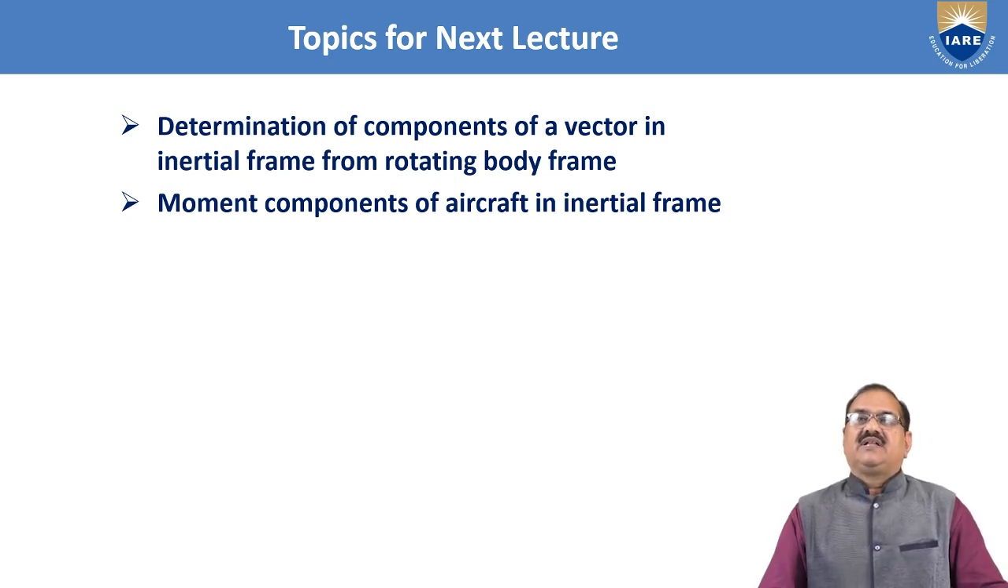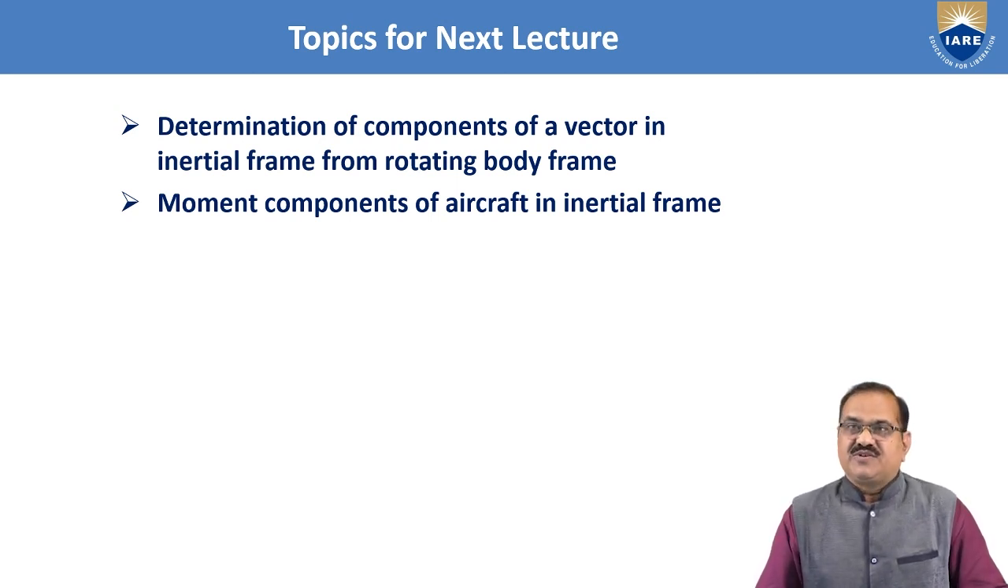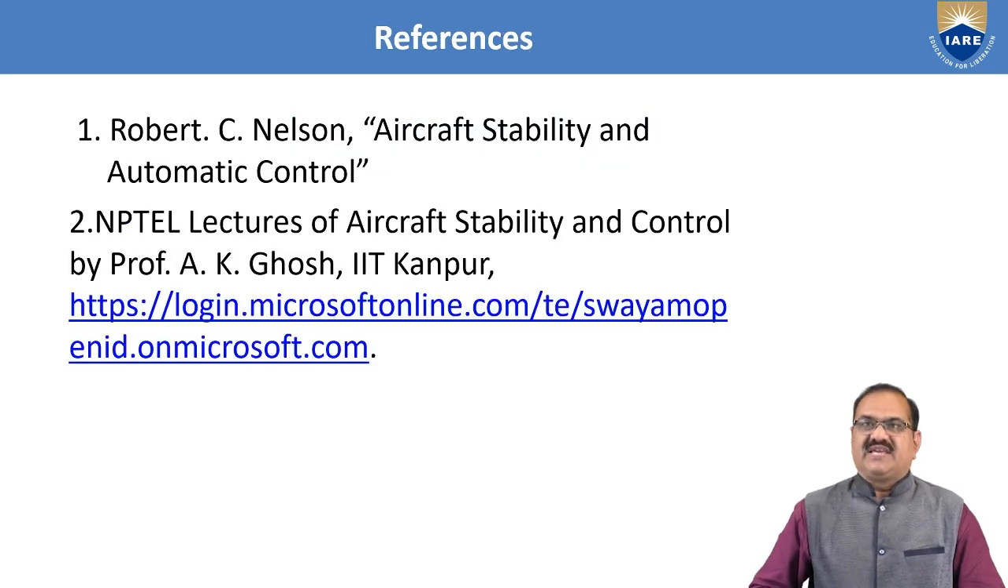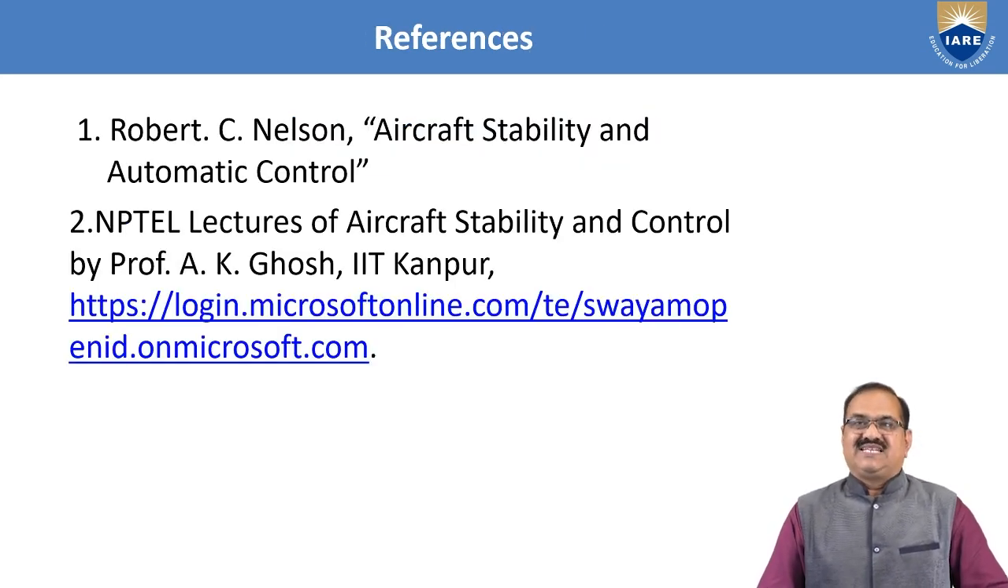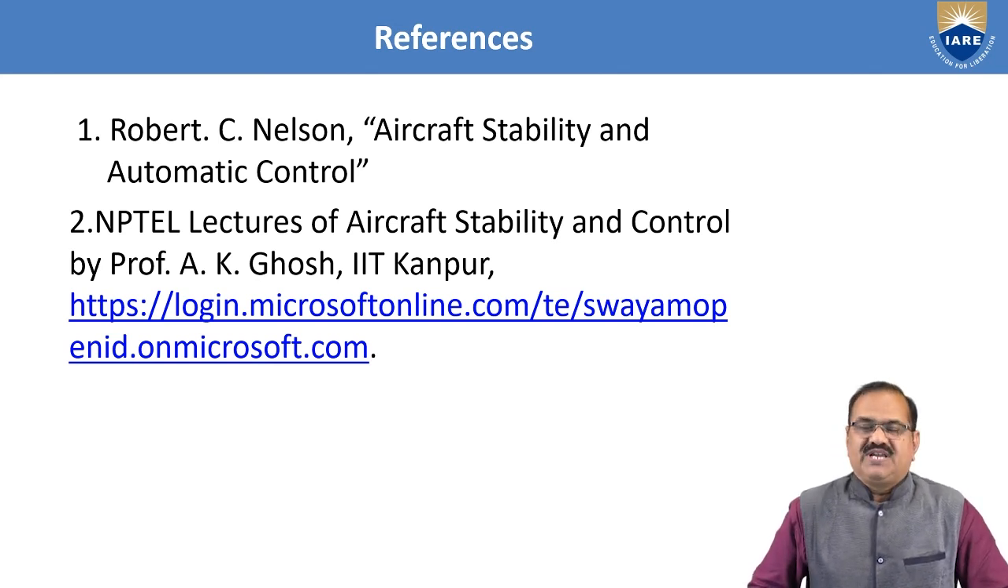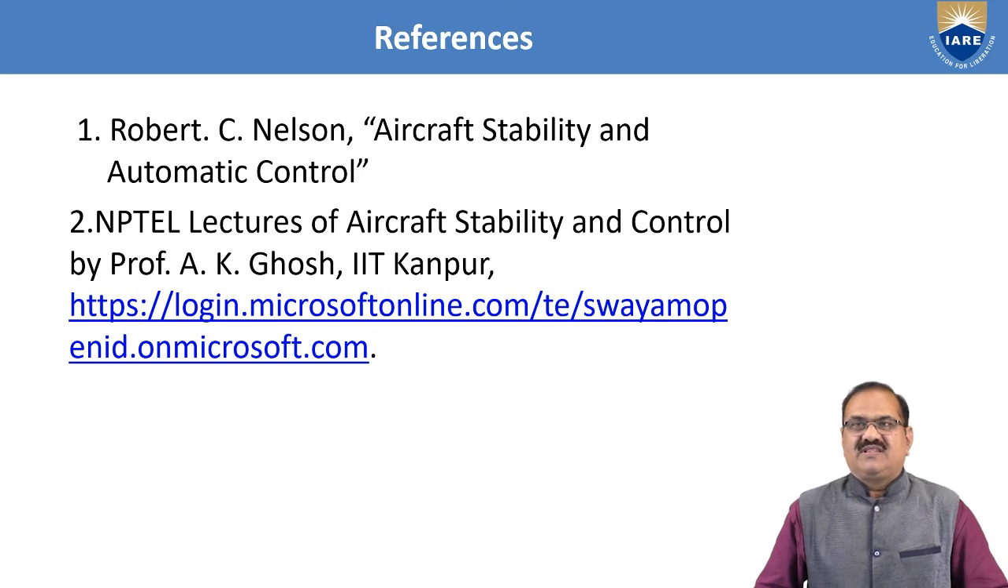These are the determination of components of a vector in inertial frame from rotating body frame. Next is the moment component of aircraft in inertial frame. These topics I am going to discuss in my next class, and my references are Robert C. Nelson, Aircraft Stability and Automatic Control, and the NPTEL lecture of Aircraft Stability and Control by Professor A.K. Ghosh, IIT Kanpur. I am referring to many topics from this NPTEL and putting them in my lecture, and I am giving the credit to Professor Ghosh of IIT Kanpur.